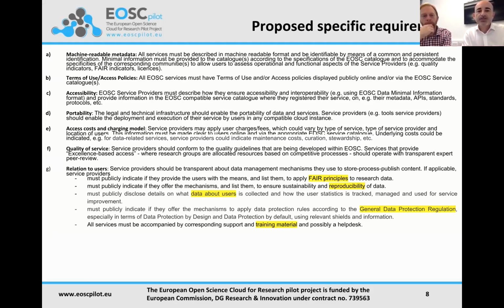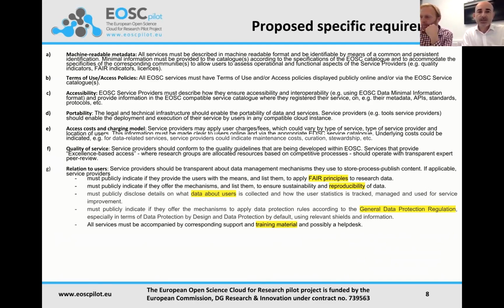A fifth specification is concerning the access cost and charging model. And we propose that service providers may apply user charges and fees, which could vary by type of service provider and location of users. But this information must be made clear to users online and via the appropriate EOSC service catalog. Underlying cost could also be indicated. For data-related services, service providers could indicate maintenance costs, for example, or curation or stewardship costs. But these should be made publicly clear and available and accessible.